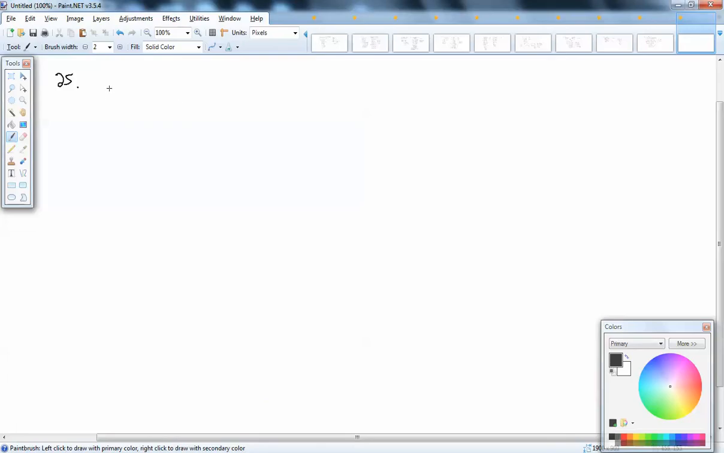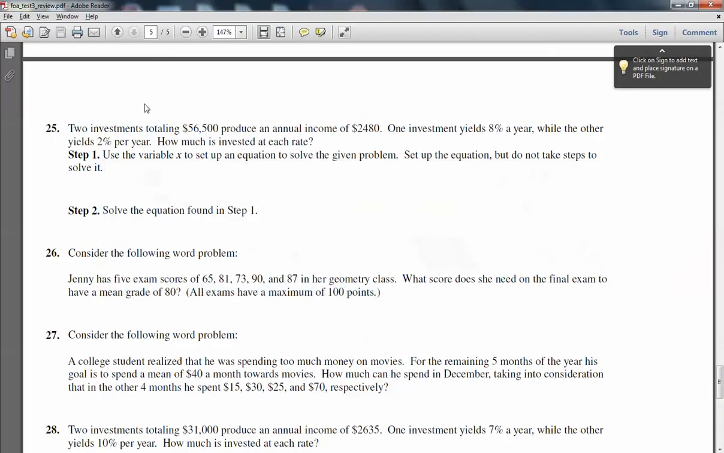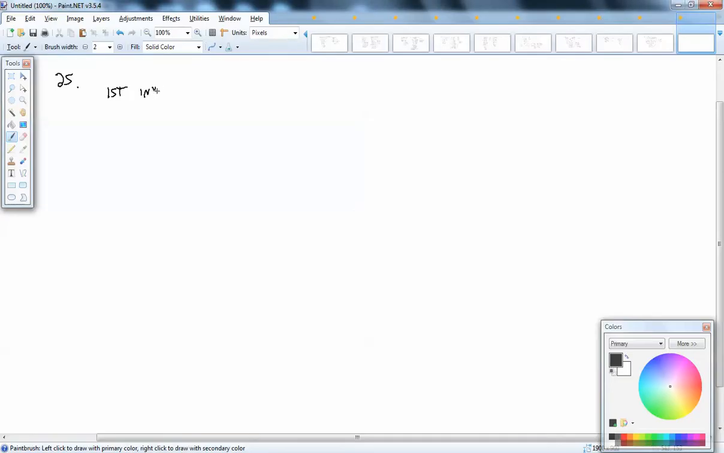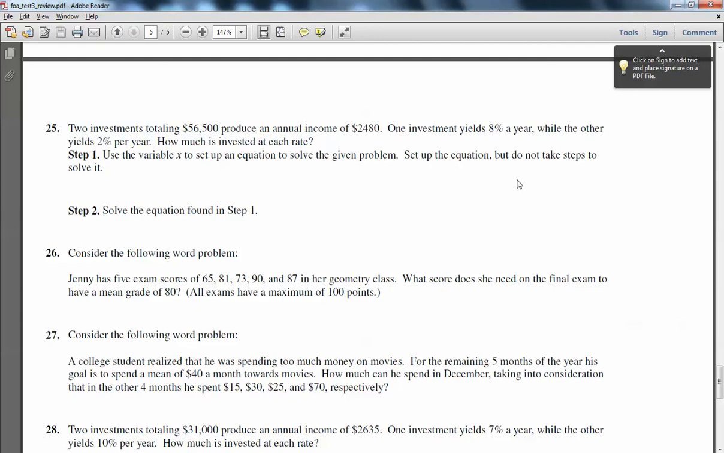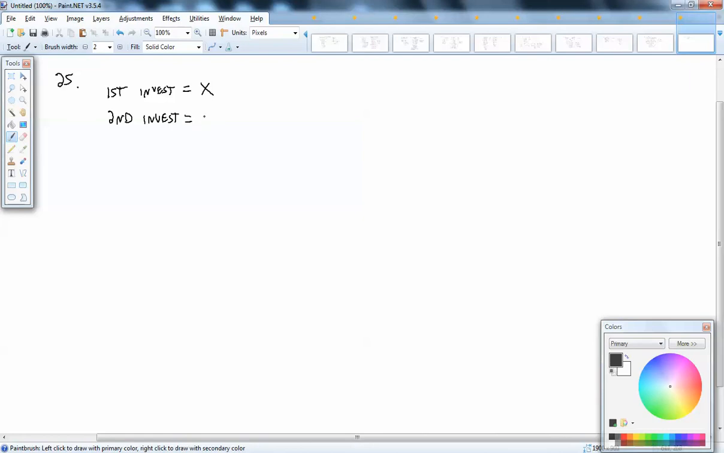Okay. So we got our first investment, first account, and we have our second investment. Now we don't know our first investment. This is x. But they tell us the total is $56,500. So this one, I'm not sure what it'll be, but it'll be $56,500 minus x.